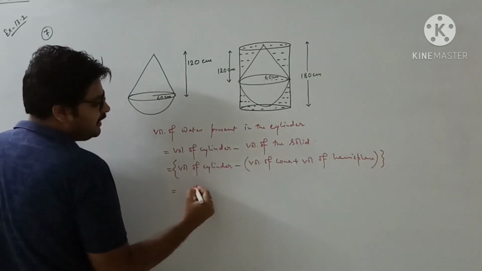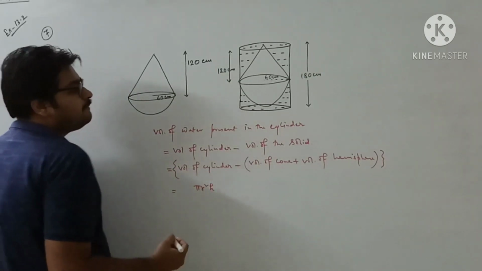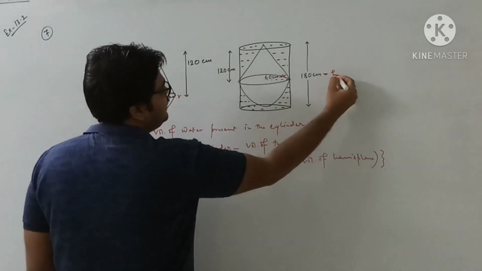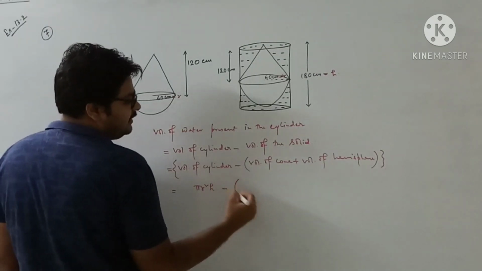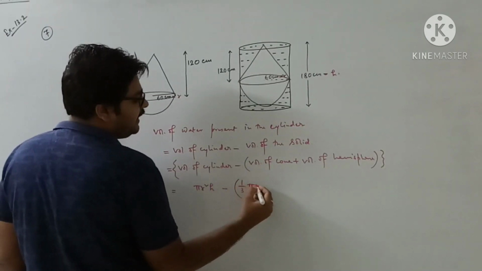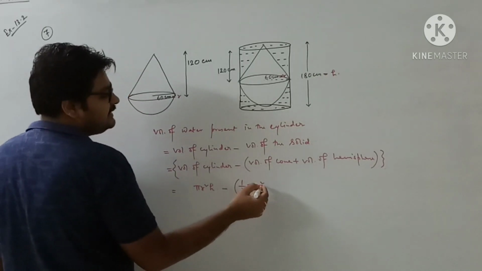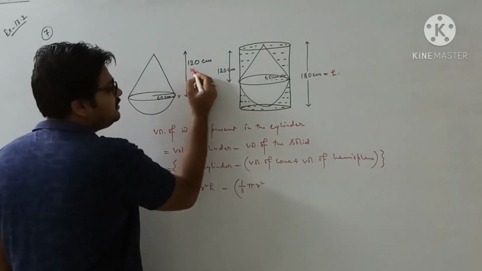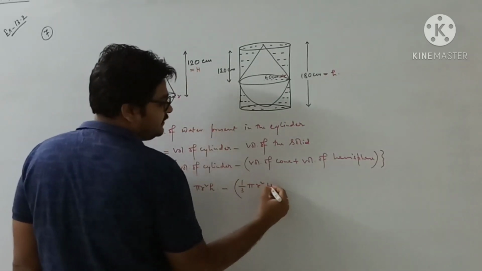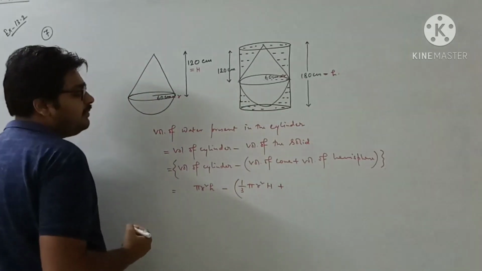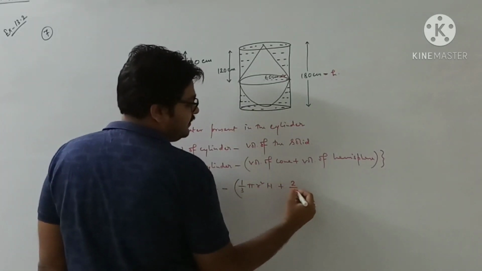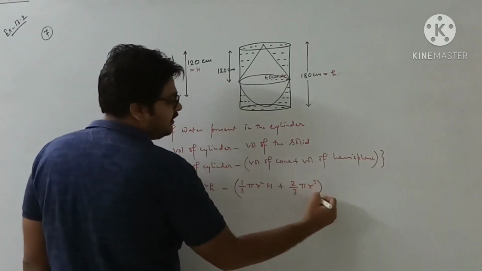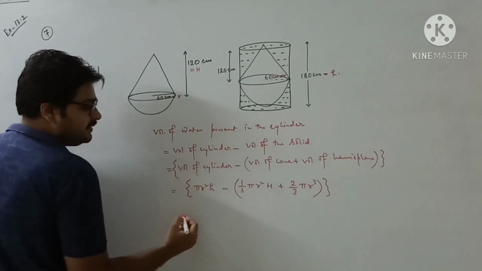Volume of cylinder, what is the formula? Pi r square h. So these 60 centimeters we are taking as r. Everywhere the radius is the same. Minus volume of cone, formula is 1/3 pi r square h, but this height is different because the cylinder height is 180 but the cone height is 120. So this height we are just writing as capital H, plus volume of hemisphere. What is the formula? 2/3 pi r cube.